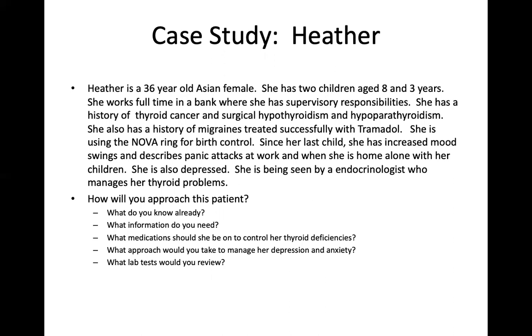She also has a history of migraines, and those are treated successfully with tramadol. She's using the NuvaRing, sorry, it's NUVA, for birth control. Since her last child, she has increased mood swings and describes panic attacks at work and when she is at home alone with her kids. She's also saying that she's depressed. She is being seen by an endocrinologist who manages her thyroid problem.